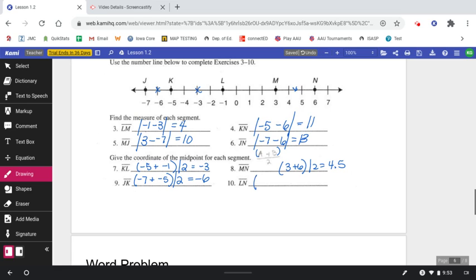And for LN, I'm going to do -1 plus 6 divided by 2, which is 2.5.